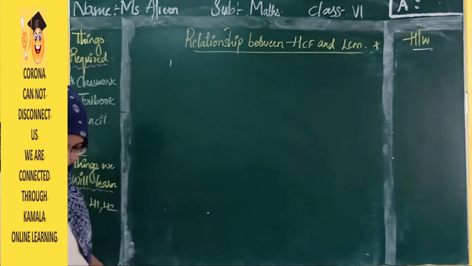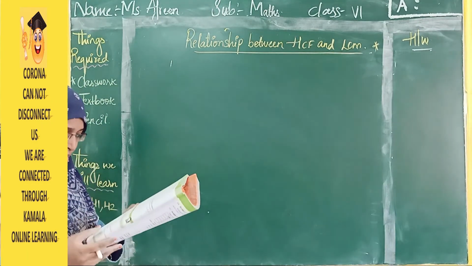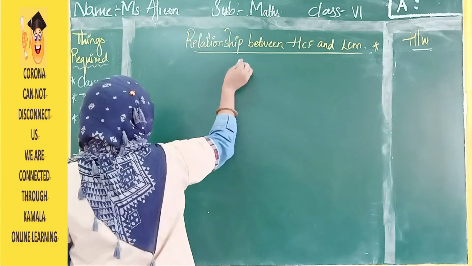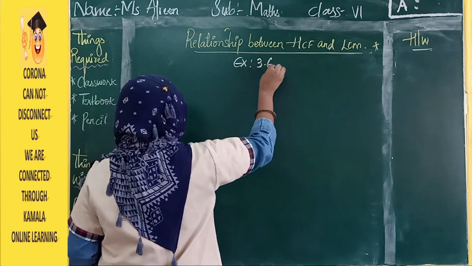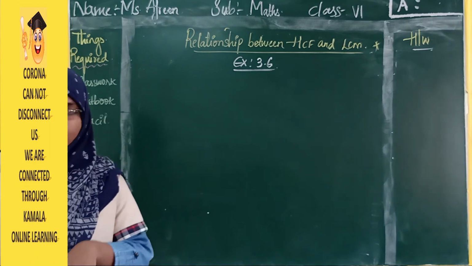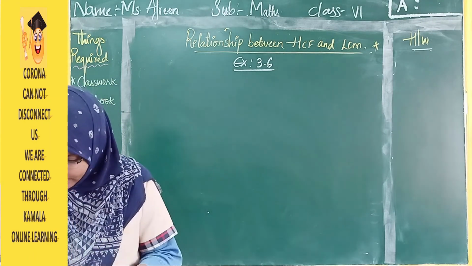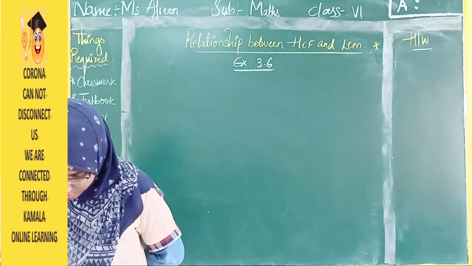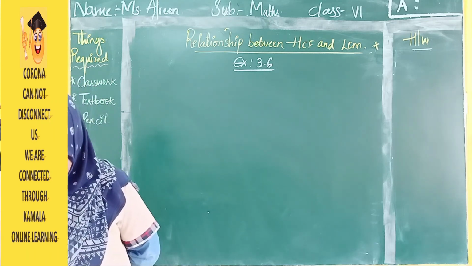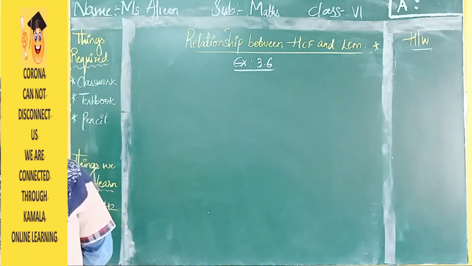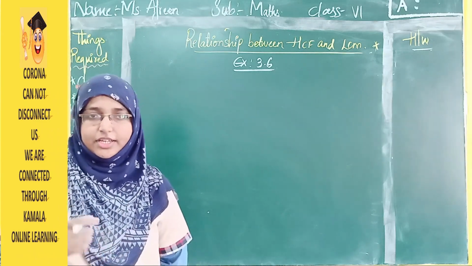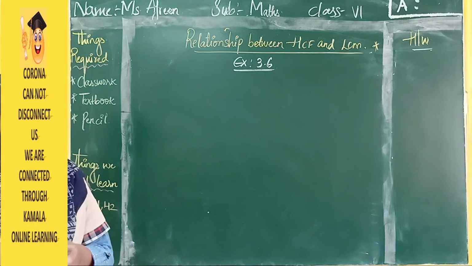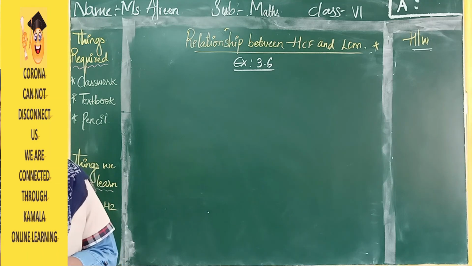Our exercise is 3.6. See what the first one is: find the LCM and HCF of the following numbers. We have to find both HCF and LCM of the given numbers. Please open your classwork. On a new page, write exercise 3.6, write down the first heading and the first question. We have two methods for finding LCM and HCF: the prime factorization method and the division method, for both HCF and LCM. Let us use the division method, or we can even use the prime factorization method.